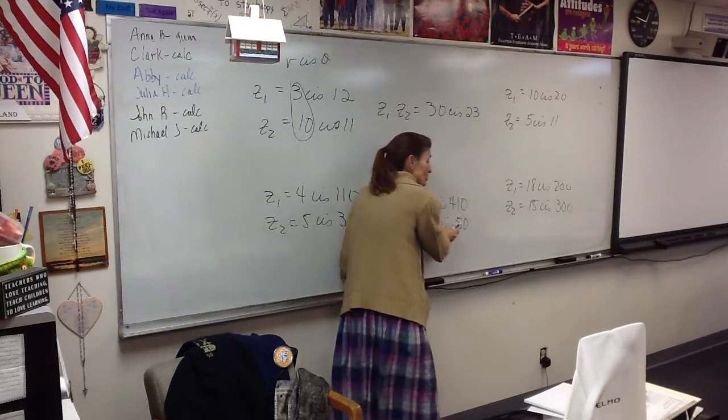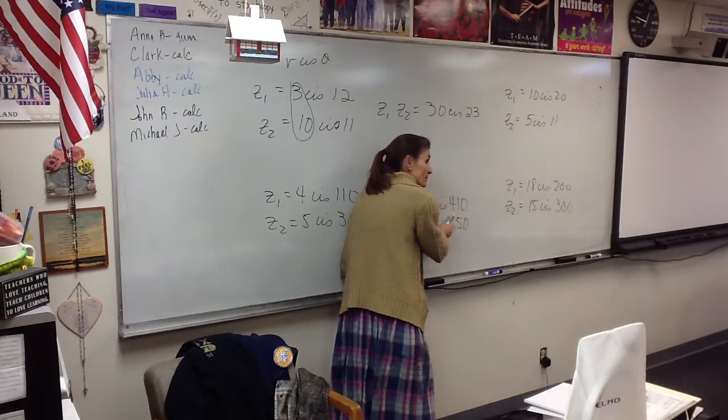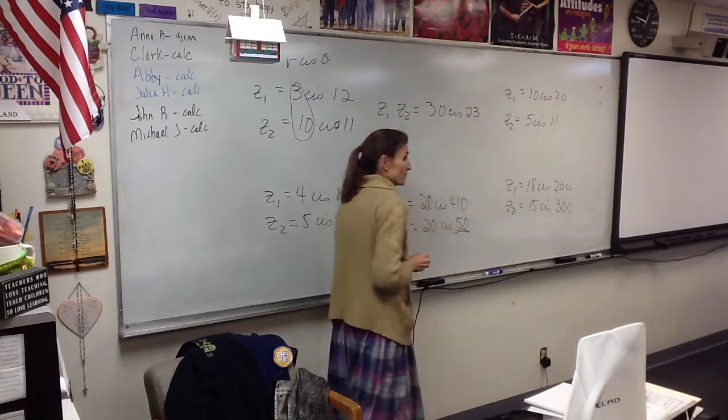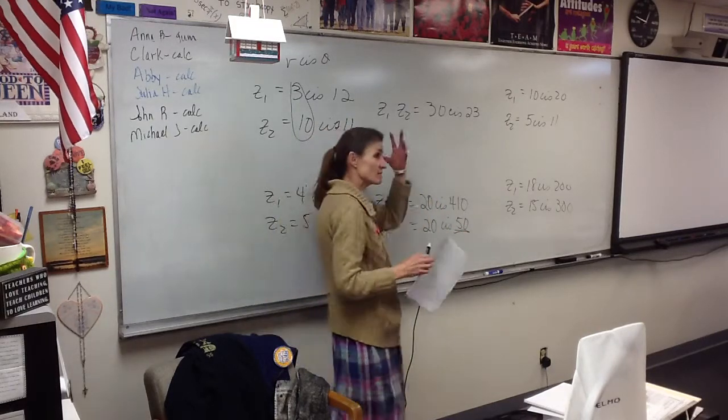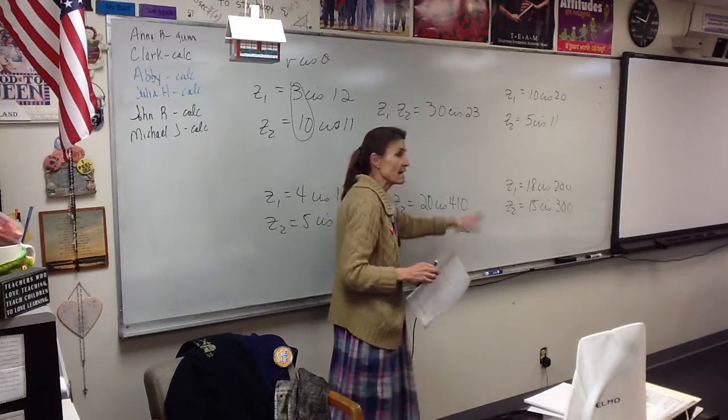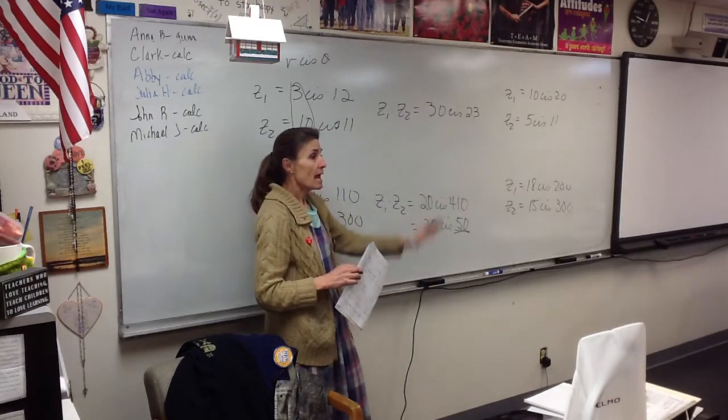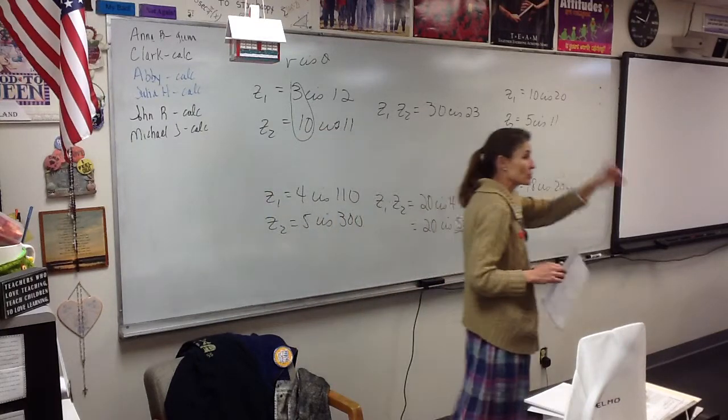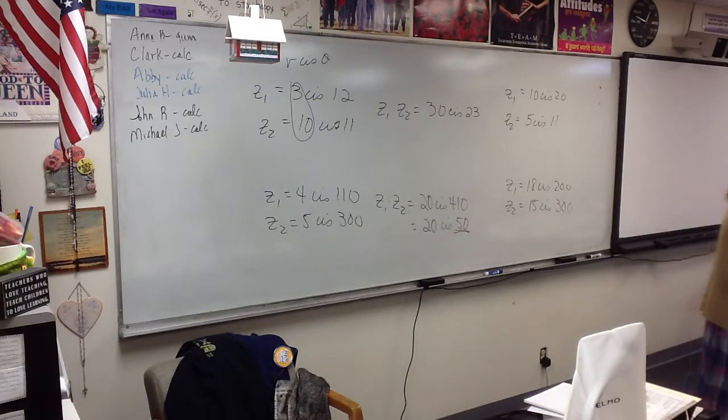Aren't these two angles going to be graphed in the same spot? I need the smaller one. So my answer is finally 20 CIS 50. How do you make an angle that's too big smaller? You subtract 360.